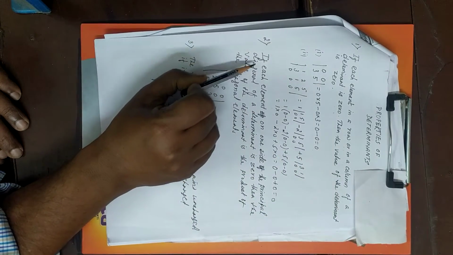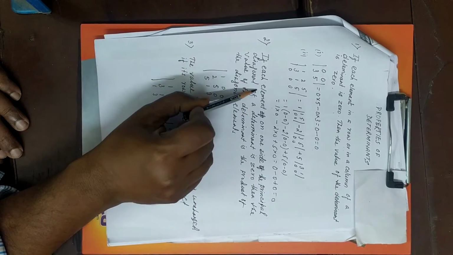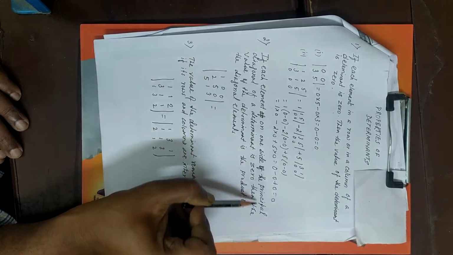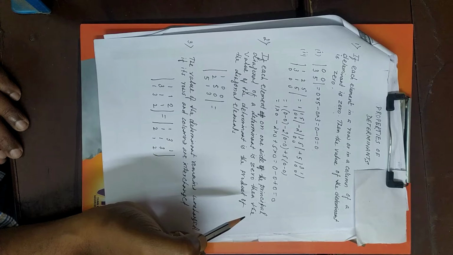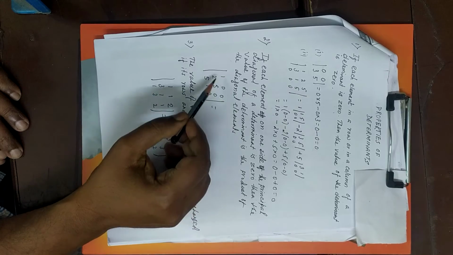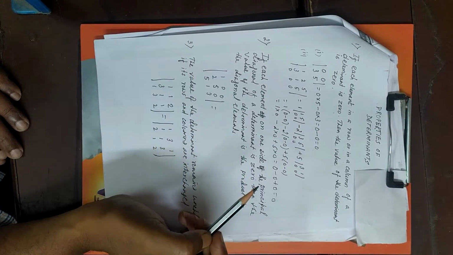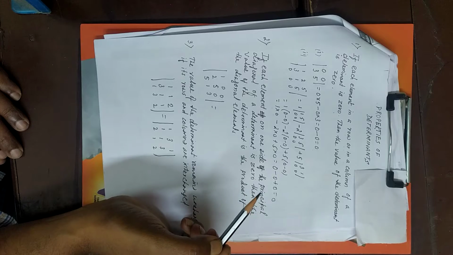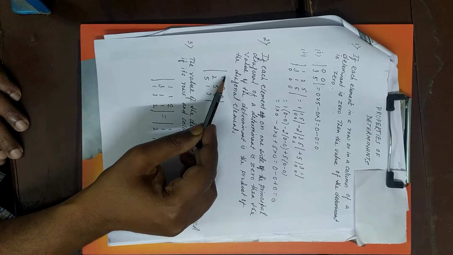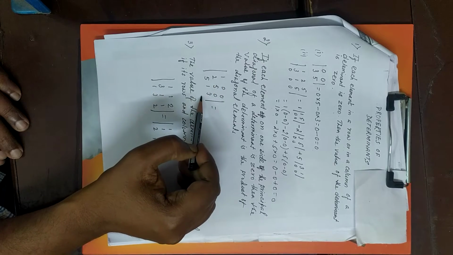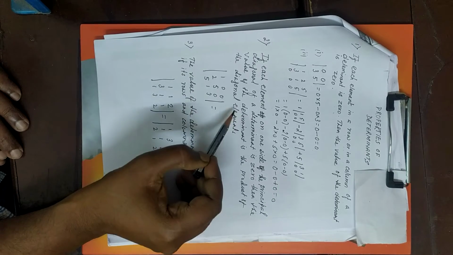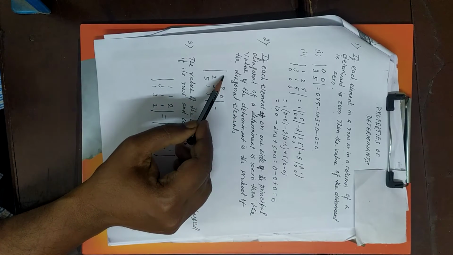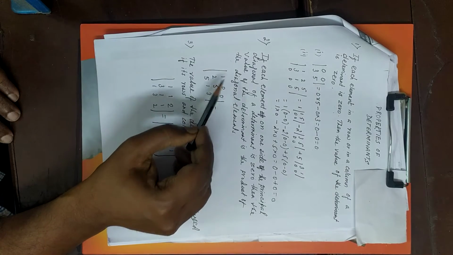Now property number 2. If each element on one side of the principal diagonal is 0. What is the meaning of principal diagonal? As determinants always have the same number of rows and columns, it will be a square matrix. So this will have two diagonals. One diagonal is left top to right down, and the other is right top to left down. Principal diagonal means main diagonal, that is left up to right down.